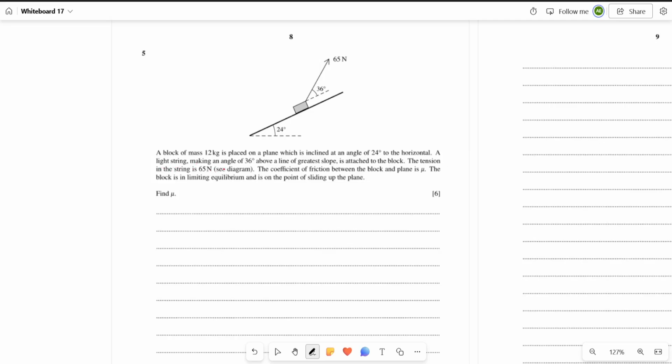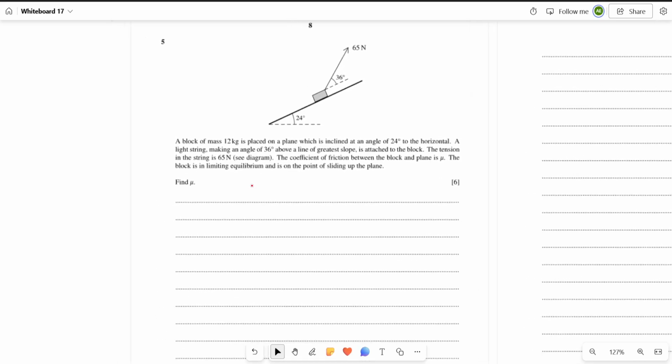So a light string making an angle of 36 degrees above a line of greatest slope is attached to the block. The tension in the string is 65, so this tension is 65. The coefficient of friction between the block and the plane is mu. So basically, I know that this plane is not smooth, it's rough. How do I know? Because there is a coefficient of friction, or there is friction. The block is in limiting equilibrium and is on the point of sliding up the plane. Again, limiting equilibrium is an important keyword. You need to understand very well how to deal with it.